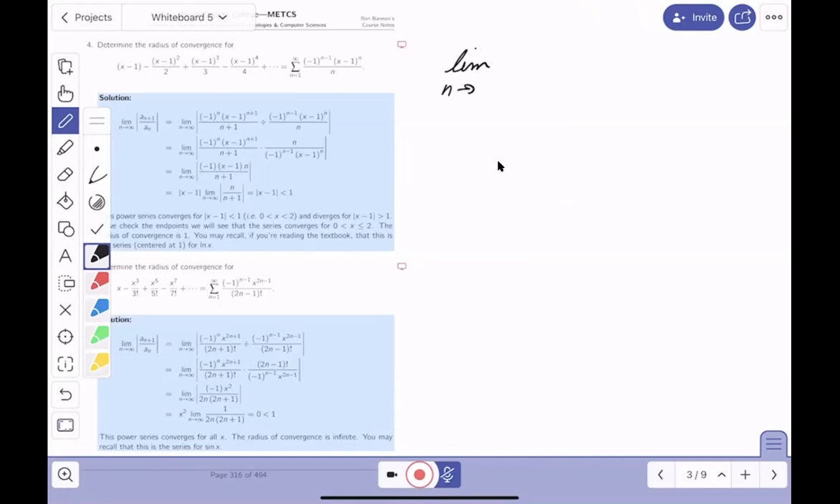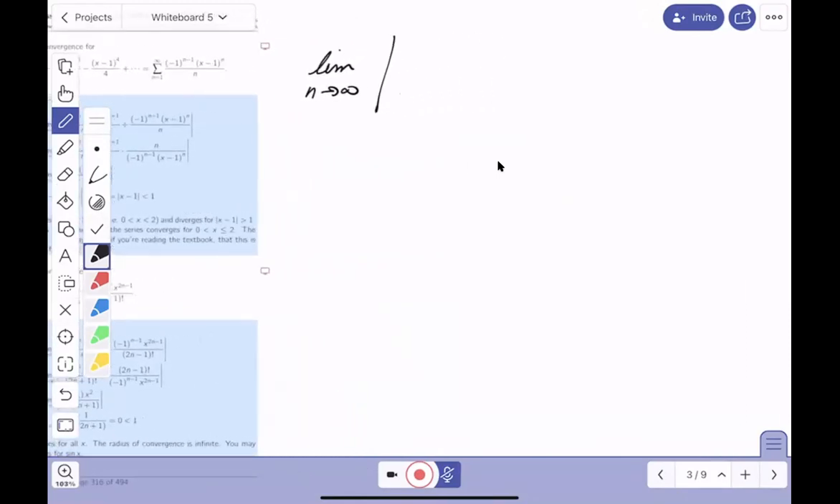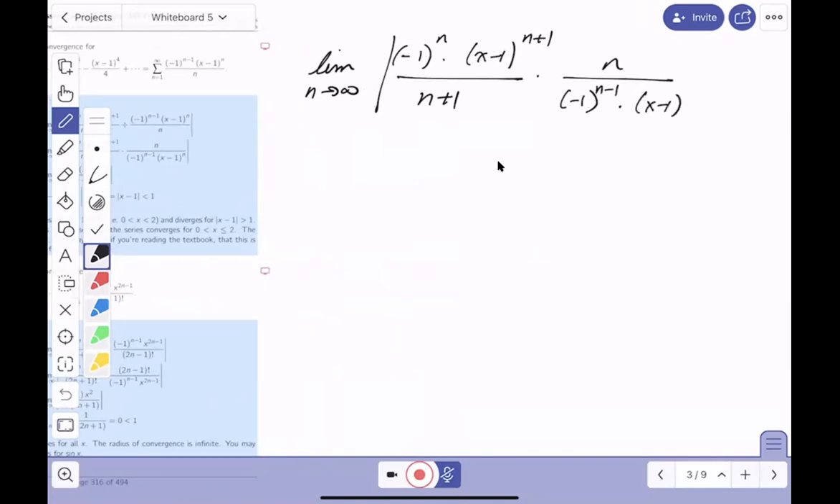And you're going to go, n goes to infinity. And this wants the radius of convergence, not the interval, so it saves me some time there. So -1, that's going to be n plus 1 minus 1, which is n, times x minus 1 to the n plus 1, over n plus 1, times the reciprocal, n minus 1 times x minus 1 to the n. And I'd like that to be less than 1.